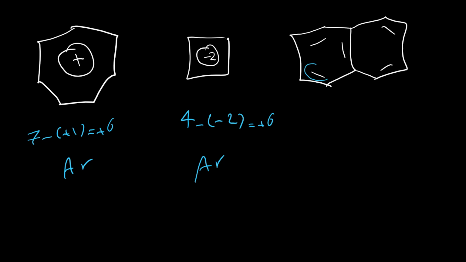We can count the electrons. 2, 4, 6, 8, 10. We have 10 electrons. Keep in mind again, we don't count bonds, we count electrons. 10 electrons again belongs to aromatic. Aromatic compounds are very stable compared to non-aromatic compounds, and anti-aromatic compounds are unstable.